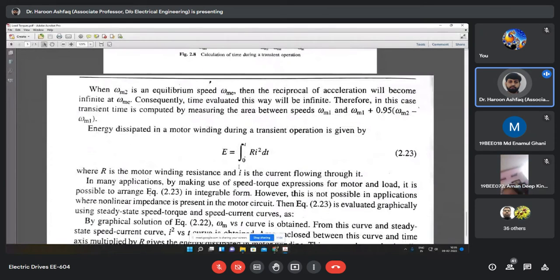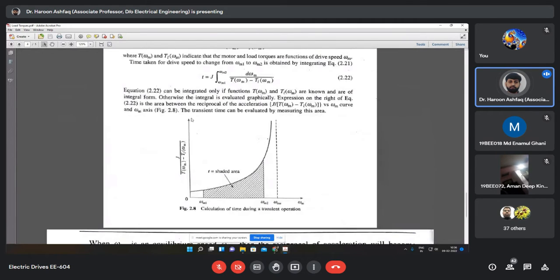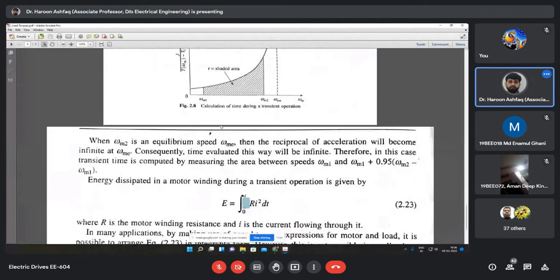And then when you have the value of t, you can simply calculate the value of the energy that is dissipated in the motor during that transient operation. Okay. And that energy is equal to I square r into dt, and this is being integrated in the limits 0 to t, the t that you have calculated here, the time for this transient operation.